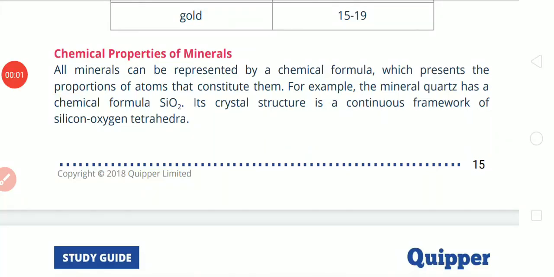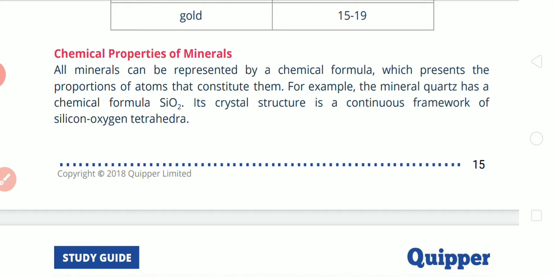Alright, so this video discussion is just the continuation of the first discussion that we have, specifically on the lesson 1 topic, which is rock forming minerals, which has those topics of physical properties. Now let us proceed to chemical properties of minerals.